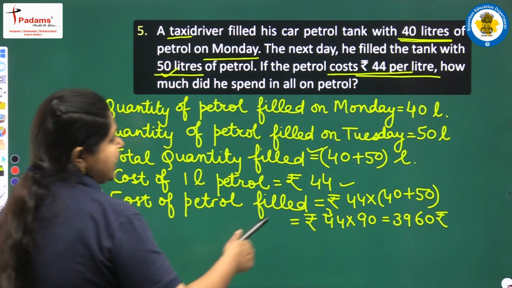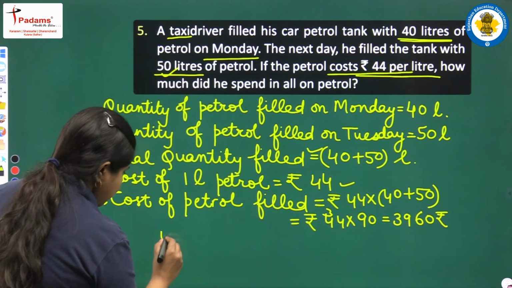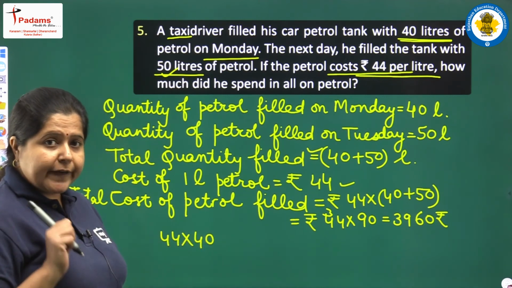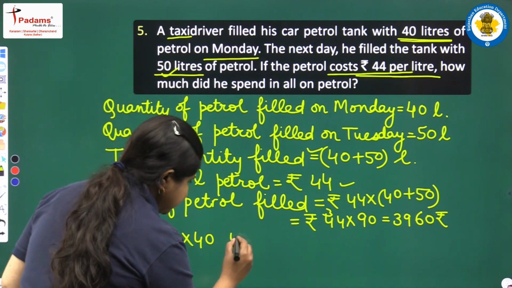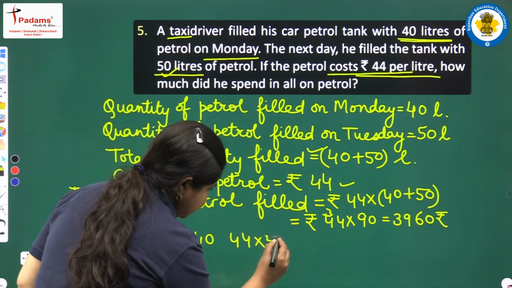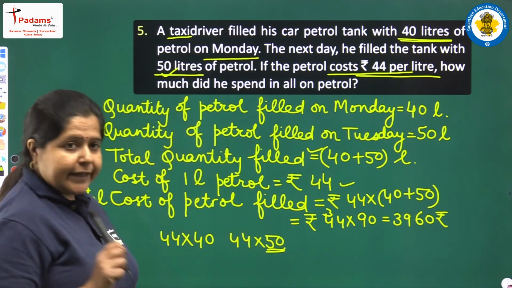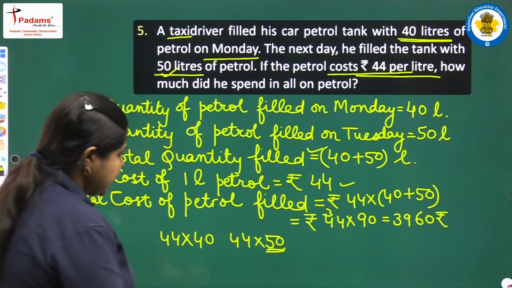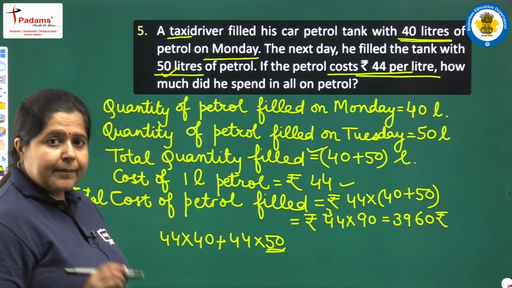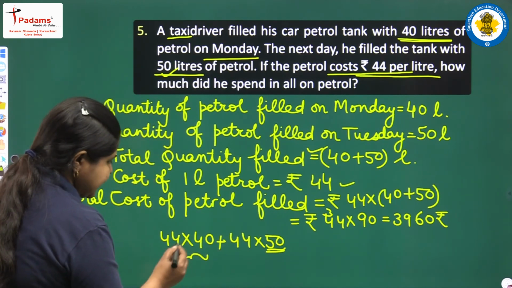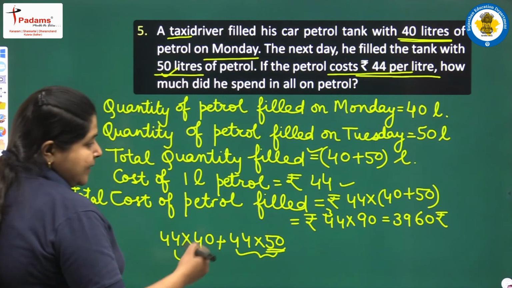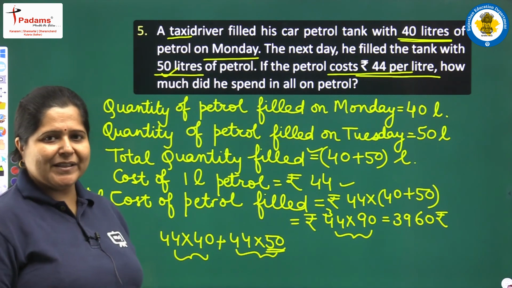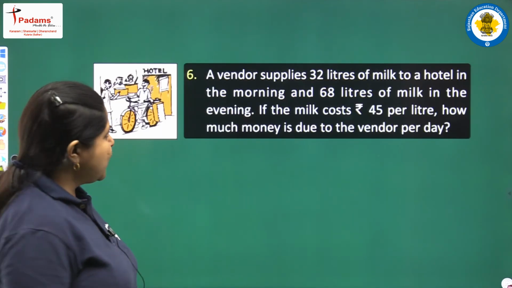We could have multiplied this 40 by 44 to get the amount of petrol filled on Monday, and we could have multiplied this 44 by 50, the quantity of petrol that was filled on Tuesday, and then also we could have added. But here in this case we would have to multiply 2 times and then add, and here we needed to multiply only once. So this is an easy method. Next we have one more word problem.